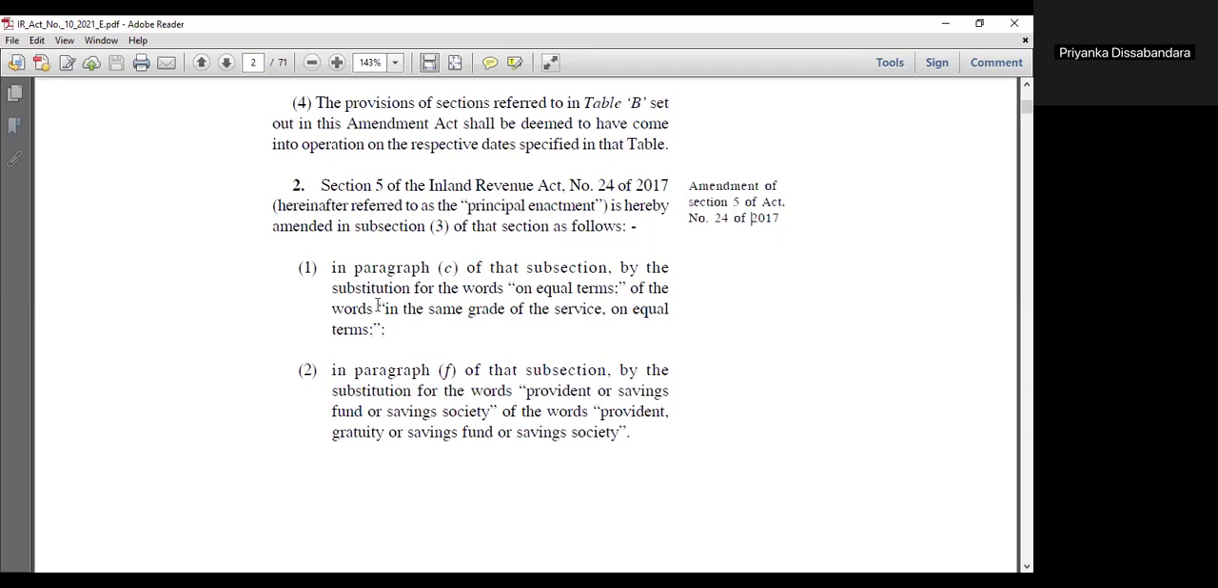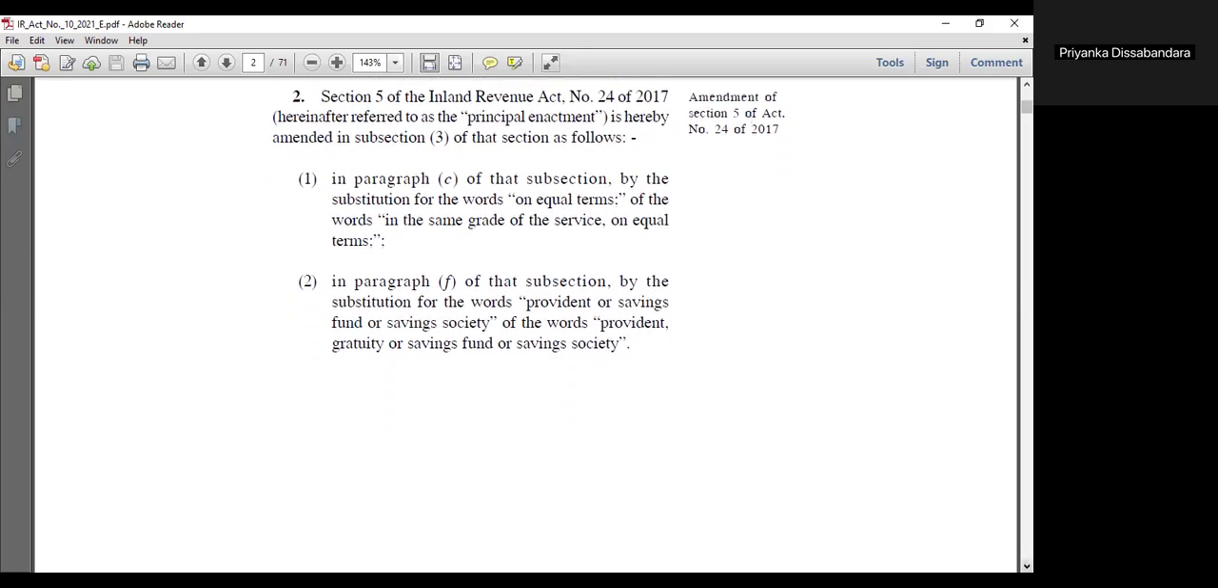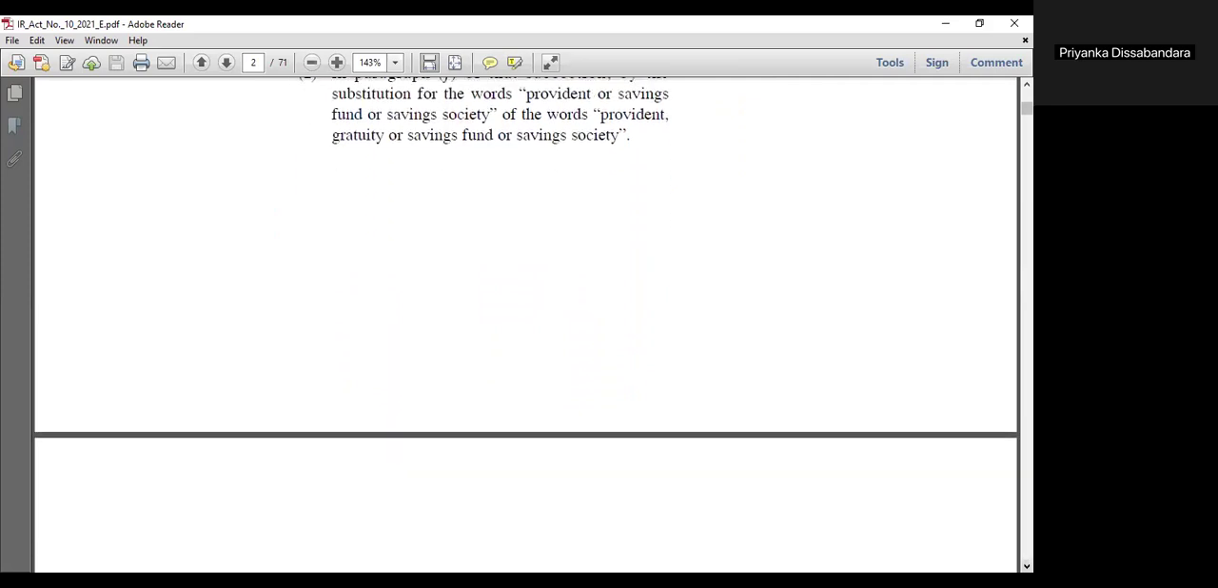So, after that, we have another amendment to that subsection 3. That is under paragraph F of subsection 3. It has these wordings: Provident or Savings Fund or Savings Society. We are going to remove that and we are going to substitute the word Provident, Gratuity or Savings Fund or Savings Society. That is how we are going to amend it. This is one of the methods we amend.